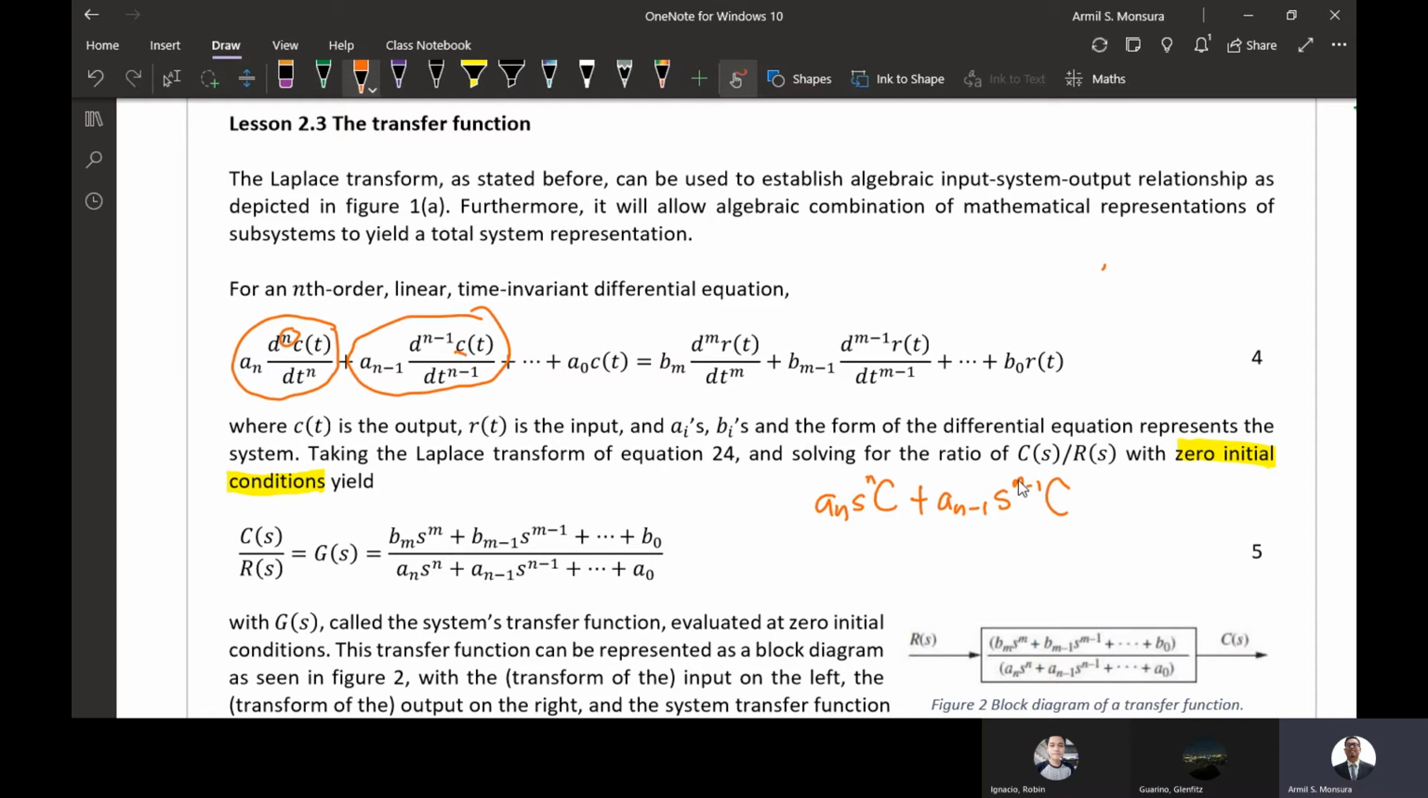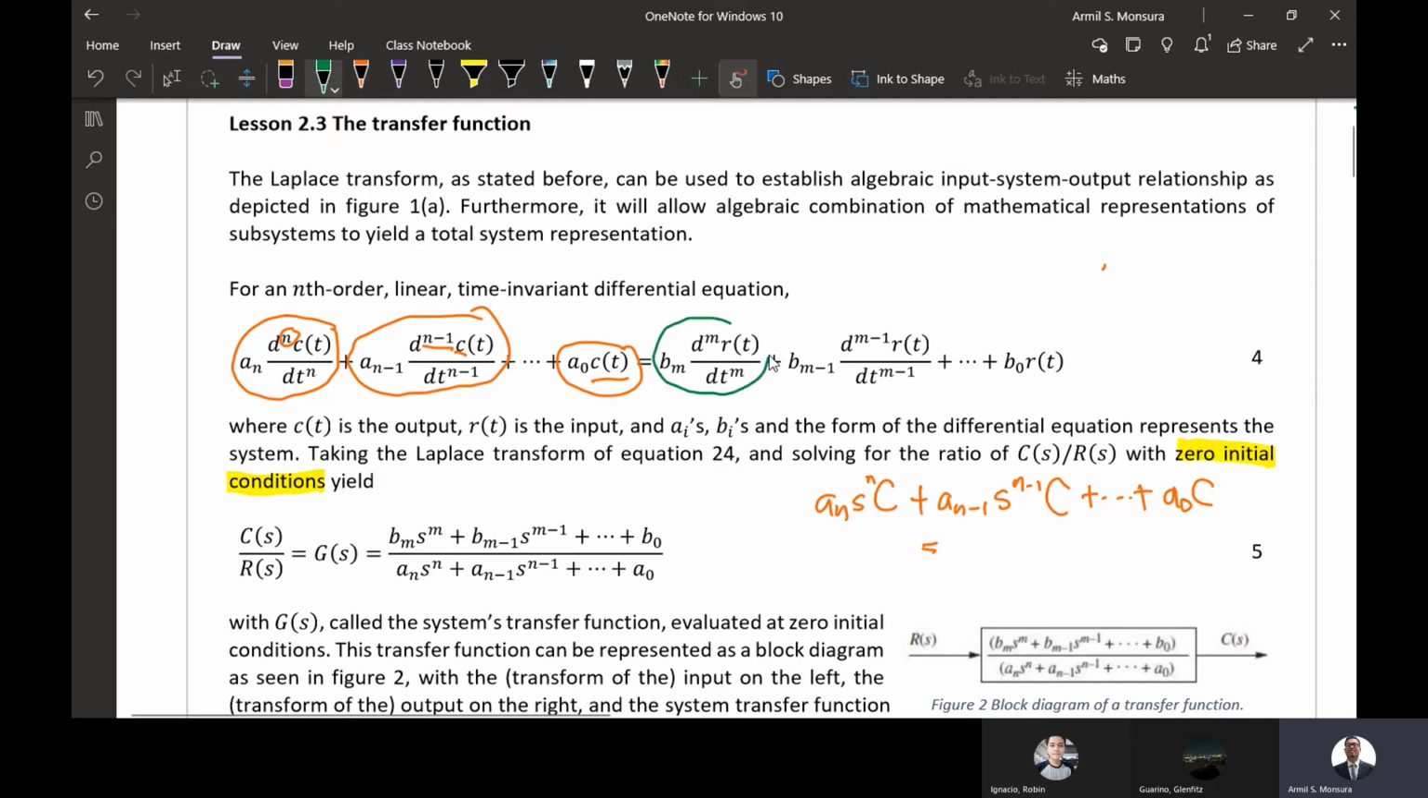Yung power ng s ninyo is n minus 1 dahil ito ay n minus 1 derivative. And ito, constant ito. And so on, until makarating tayo dun sa last term natin. Okay? Which, yung Laplace transform niyan is simply A0, okay, times C. Kasi yung Laplace transform ng c of t natin is simply C of s. Okay? So, yan. That's yung left side. Yung right side naman yan, okay, ito.